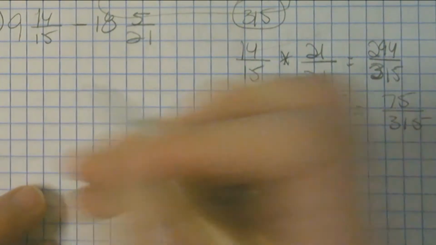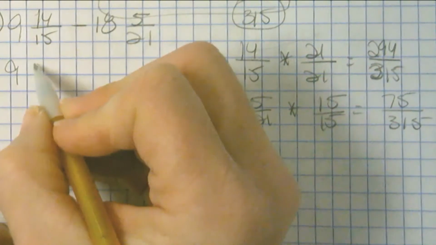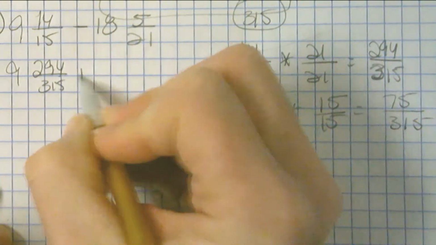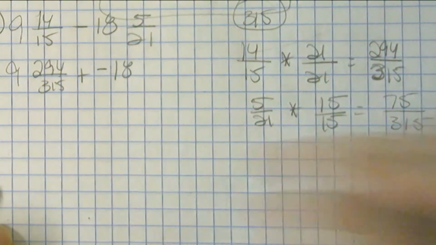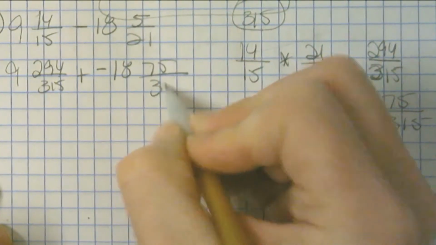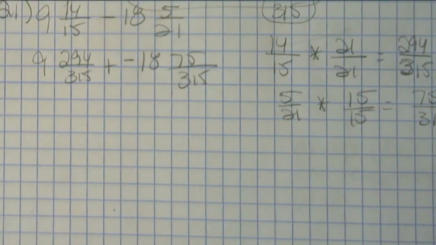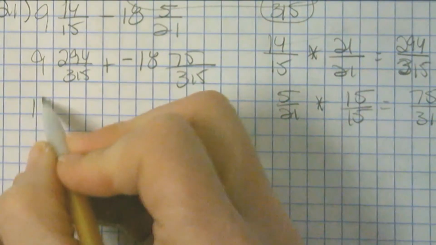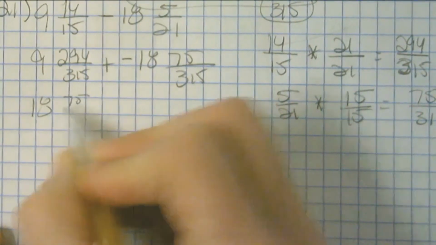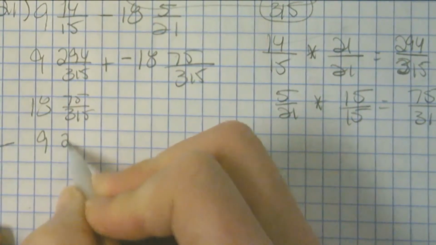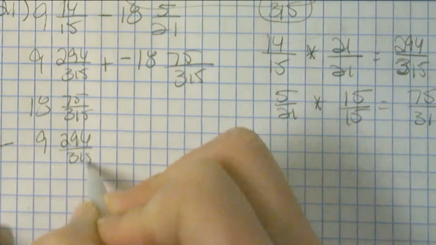All right, I'm just going to rewrite what I have here. So I have 9 and 294 over 315 plus a negative 18 and 75 over 315. I just rewrote what I have so I can make sure that I put everything where it's supposed to go. And now I'm adding two numbers with different signs, which means I have to subtract them. So I have 18 and 75/315ths minus 9 and 294 over 315.